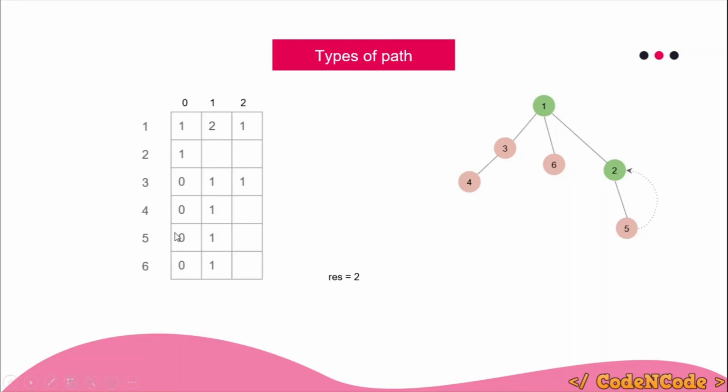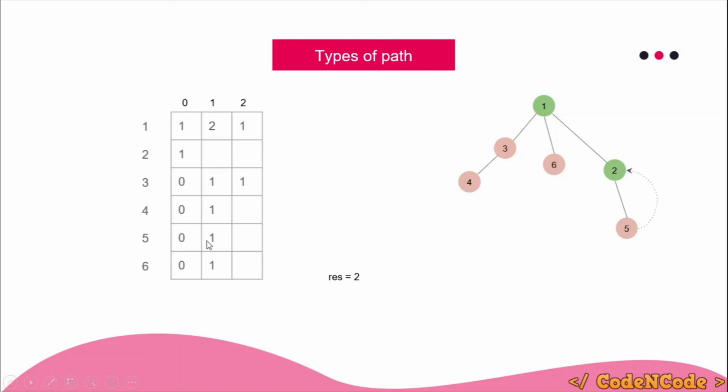So number of newly found nodes in the subtree of 2 at distance 2: there are no nodes at distance 2. That is why it is 0. So 0 times 0 is 0, 0 would be added into result, and this 0 would be added into dp of 2 of 1, right?